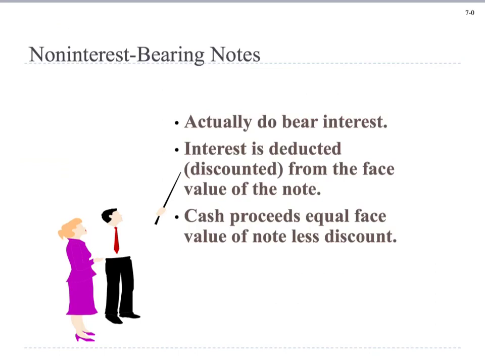Now there are also non-interest bearing notes. They do not bear interest. Interest is deducted from the face value of the note. Cash proceeds equal the face value of the note. Now under GAAP, there's a concept that says there is no such thing as free money. Okay, so this is a GAAP thing. They say you can have a non-interest bearing note, but there's no such thing as free money.